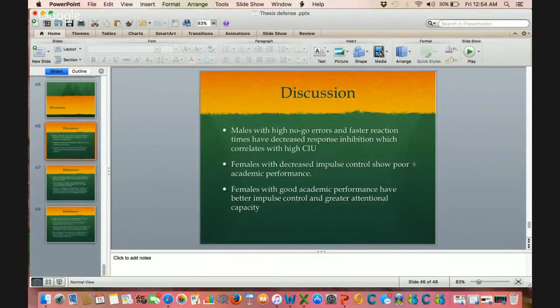So based on my results, we came to the conclusion that males with high no-go errors and faster reaction times have decreased response inhibition, which correlates with high compulsive internet usage. And females with decreased impulse control show poor academic performance. And finally, females with good academic performance have better impulse control and greater attentional capacity. Thank you, and that will conclude my presentation.